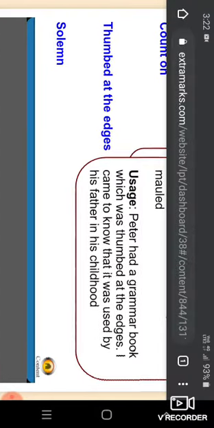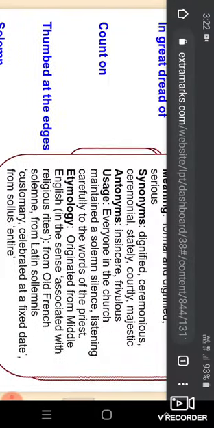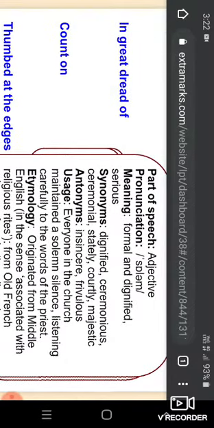Solemn means formal and dignified, serious. In other words, we can say dignified, ceremonious, ceremonial, stately, courtly, majestic.